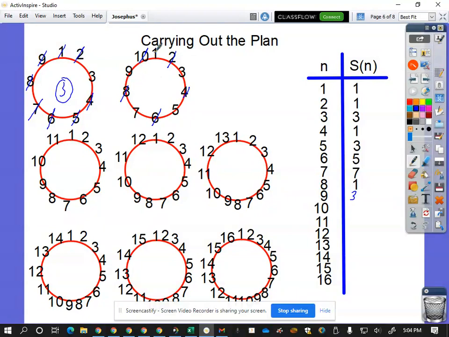Let's finish this one up. 1 eliminates 3, 5 eliminates 7, 9 eliminates 1, 5 eliminates 9, and 5 is the winner, and our pattern continues. So eliminate all the evens, 2, 4, 6, 8, 10. 11 eliminates 1, 3 eliminates 5, 7 eliminates 9, 11 eliminates 3, and 7 eliminates 11. 7 is the winner.